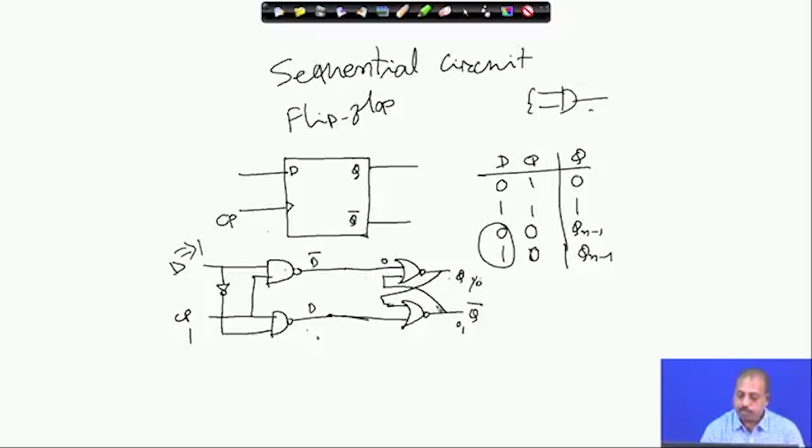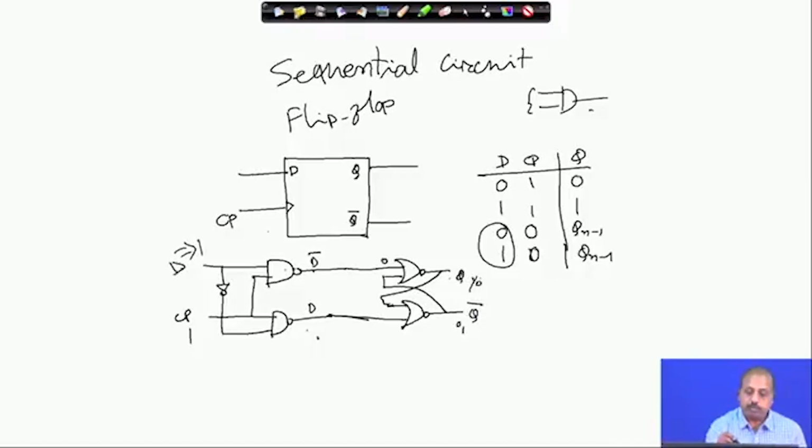Like say this D bar line, if D is 1, D bar is 0. Now, this is the NOR gate, so this 0 and this Q bar. The Q bar line will come here, it will get inverted and it will remain as Q, and otherwise it will change to Q bar.